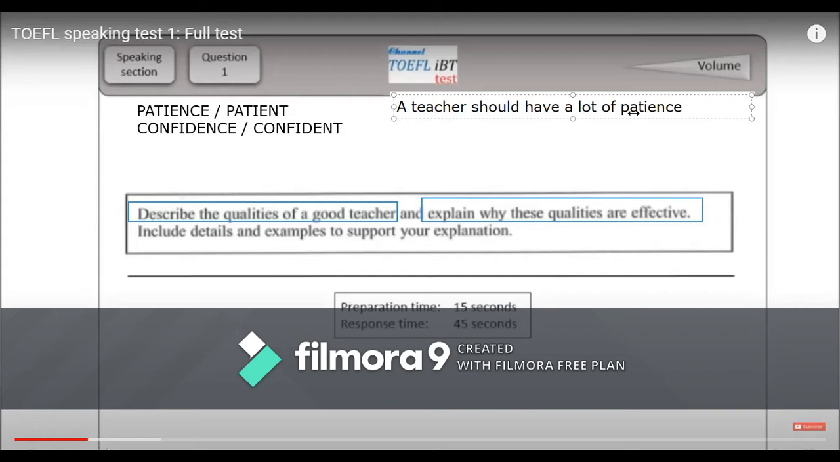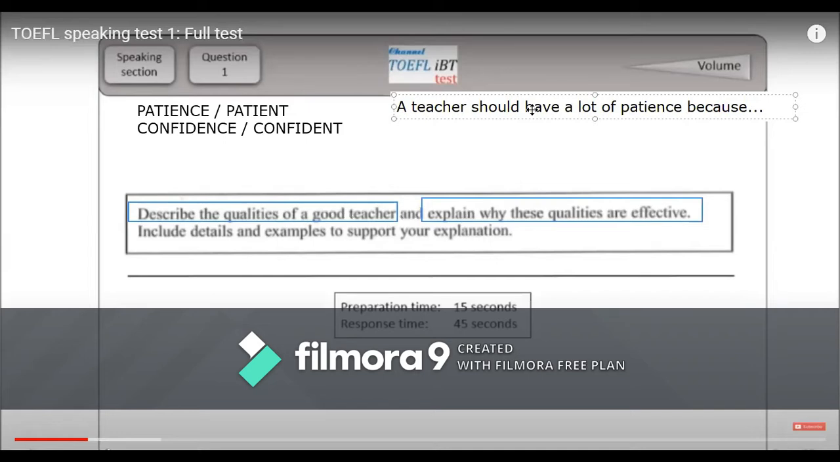A teacher should have a lot of patience, and you have to say why. Because it's important, because students sometimes have problems when learning something, so the teacher should be patient. Now you have the adjective, should be patient.